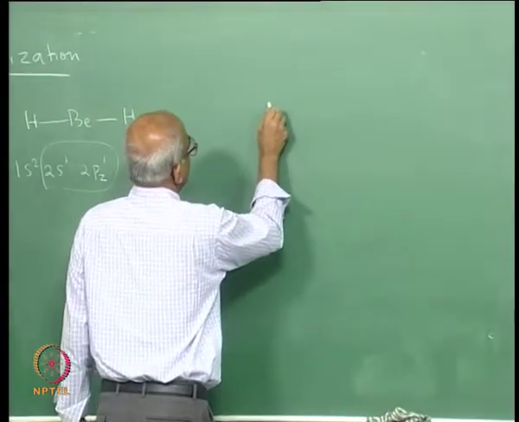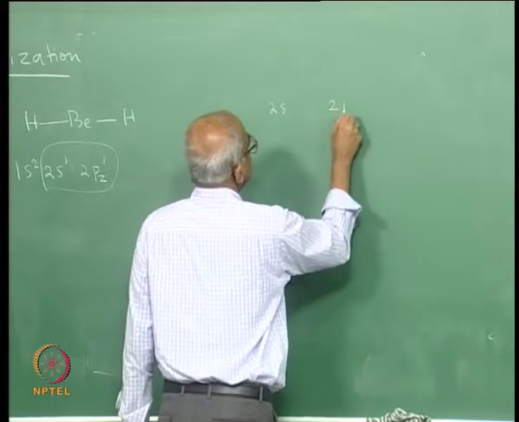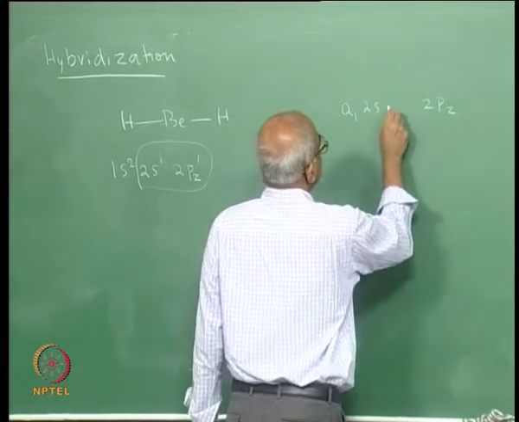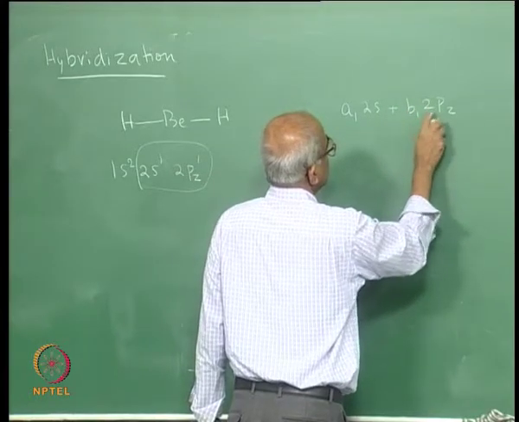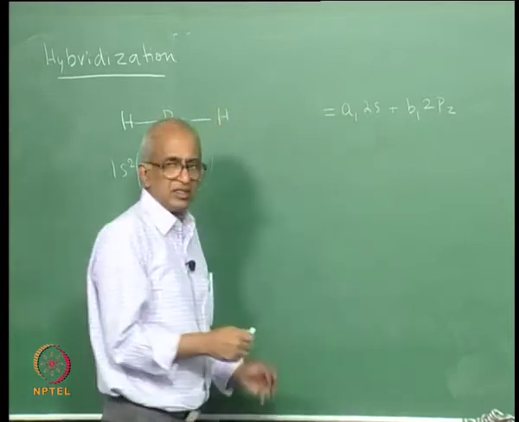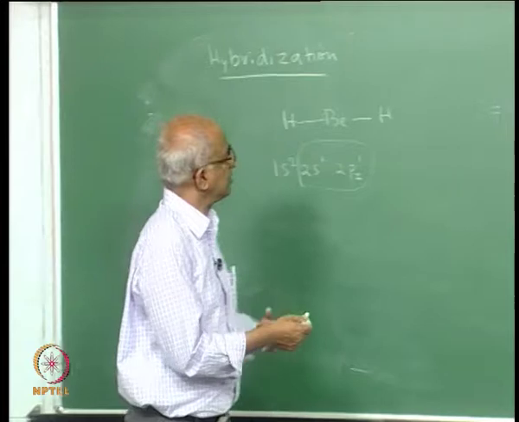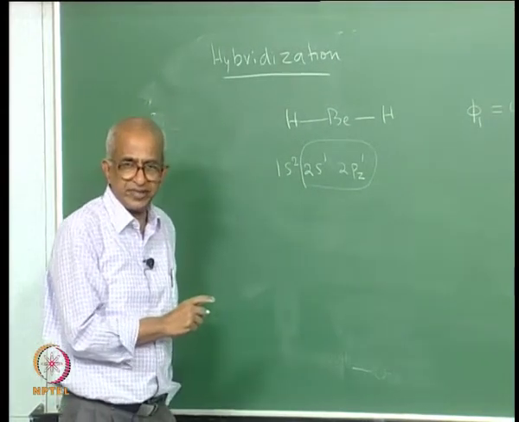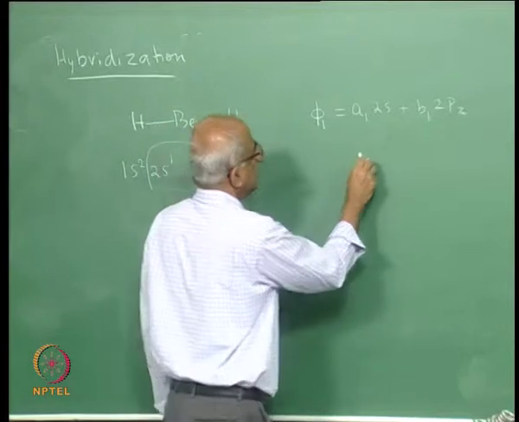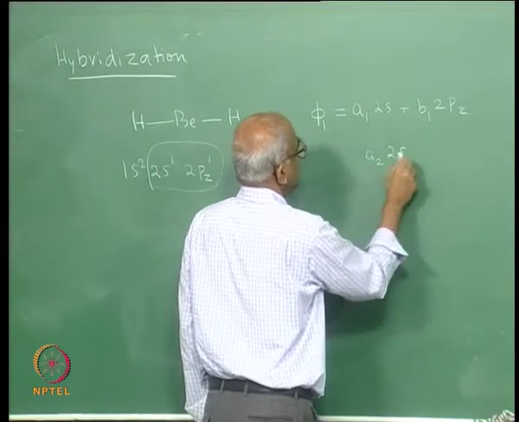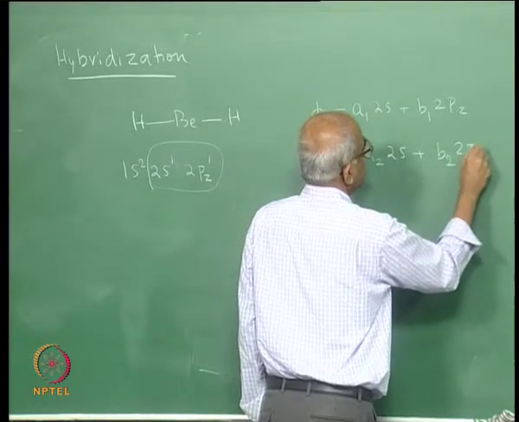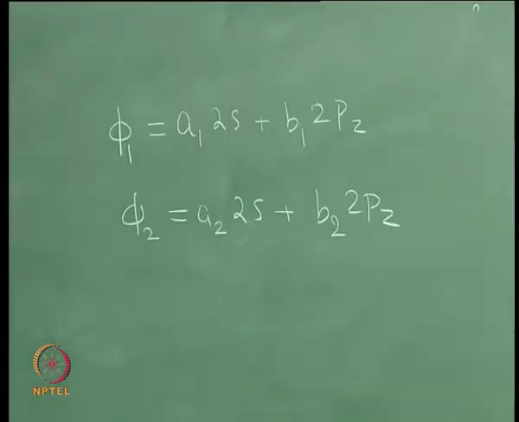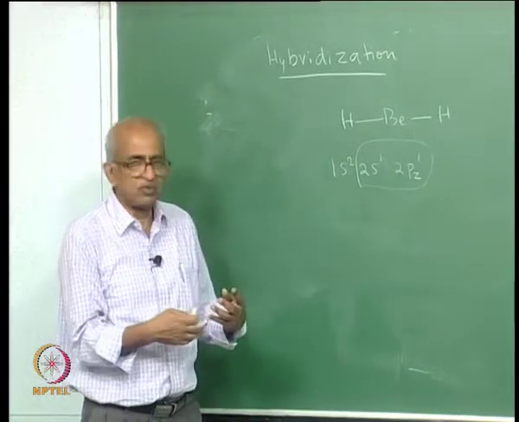Well, you have 2s and 2pz. Imagine you have some coefficient A1 with which you multiply 2s, and some other coefficient B1 with which you multiply 2pz, and add the two together. This is how I will mix the two orbitals, and the result is a hybridized orbital, which I will denote by the symbol phi 1. In a similar fashion, I will take 2s, multiply it by A2, add to it 2pz multiplied by B2, and I shall get another hybrid orbital. So we say we are adding linearly 2s and 2pz.